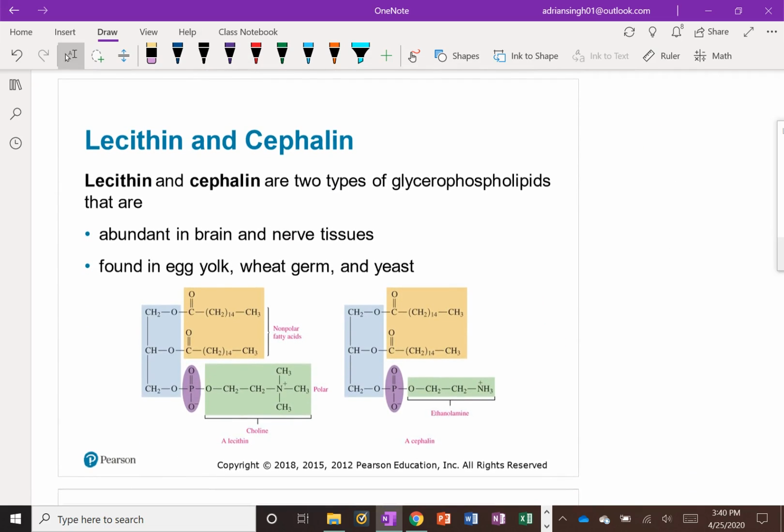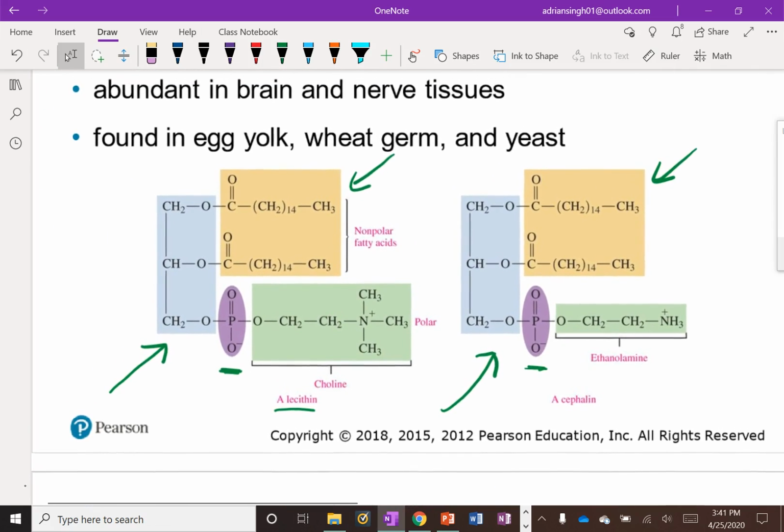All right, so we've talked about our glycerophospholipids that have that glycerol backbone, and they also have a couple fatty acid tails attached to them. And then the third thing attached to that glycerol backbone is going to be your phosphate. And then we have some sort of an amino alcohol, which is highlighted here in green. For this molecule here on the left side, this is a molecule known as lecithin. And the amino alcohol here is choline.